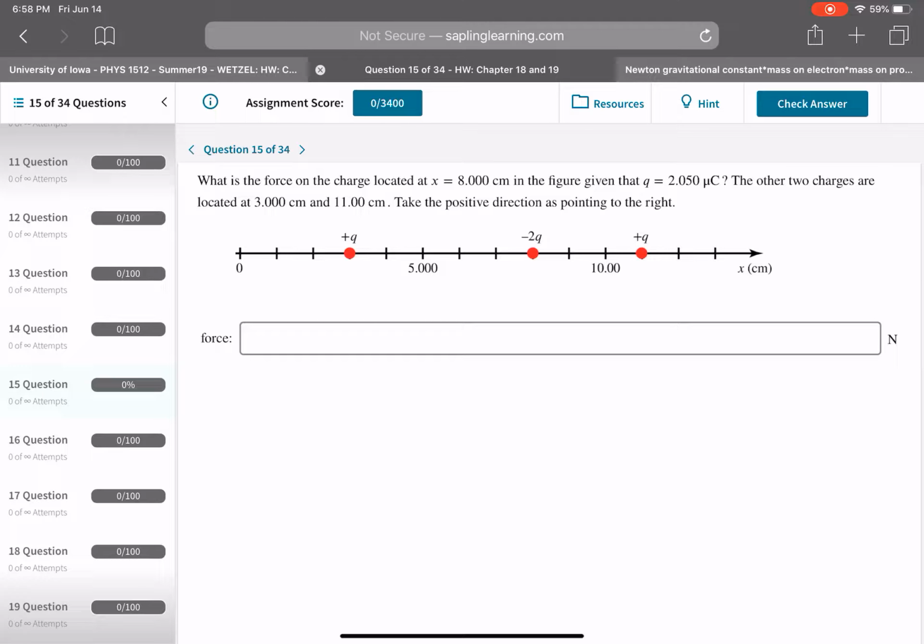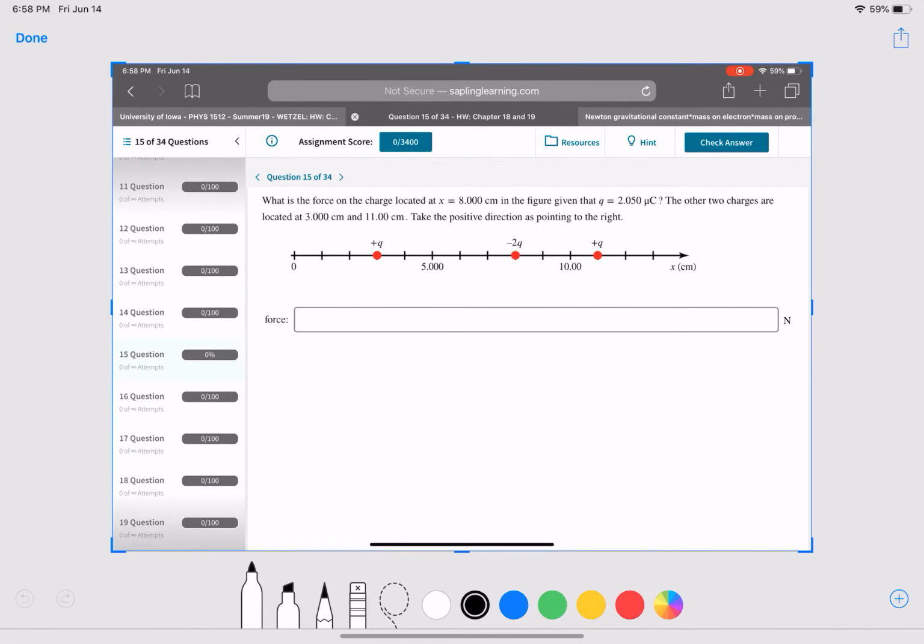Okay, number 15. What is the force on a charge located here if the charge Q is 2 microcoulombs? So let's take a look at this. You've got 2.05 microcoulombs here. You've got 4.1 microcoulombs here because it's 2 times that, and we'll put a minus sign on it, and then 2.05 here.